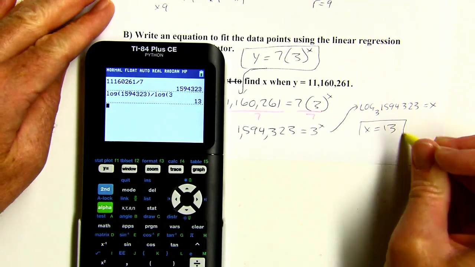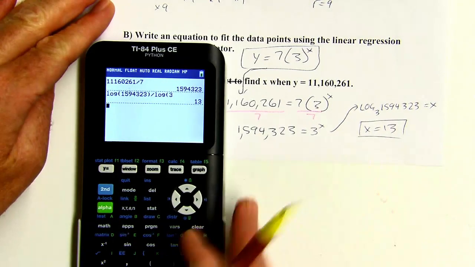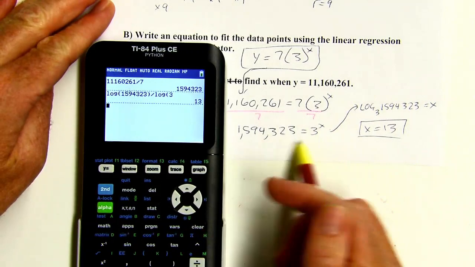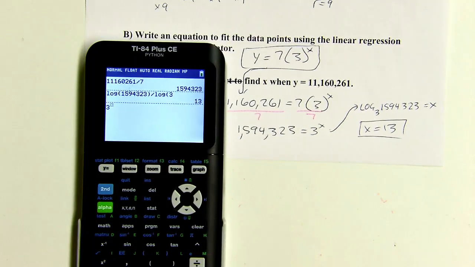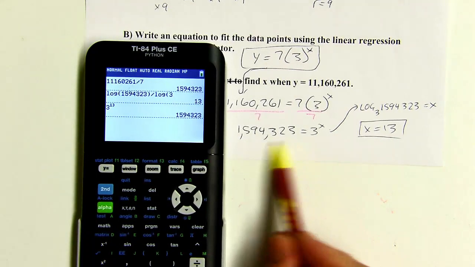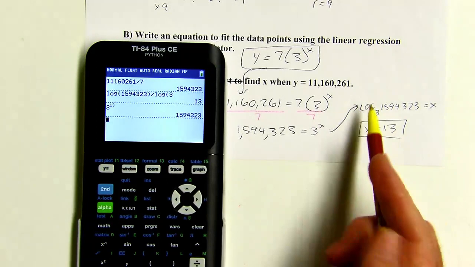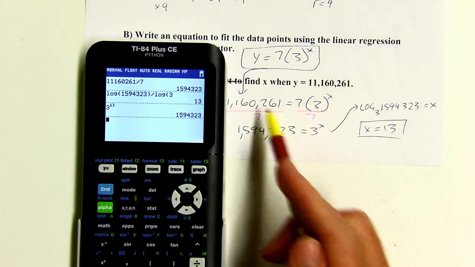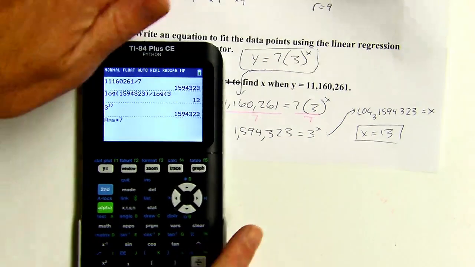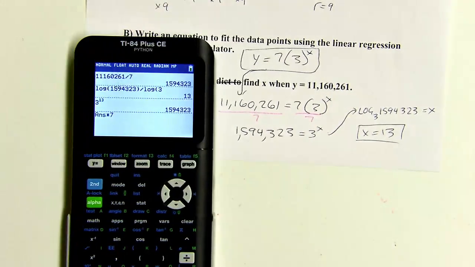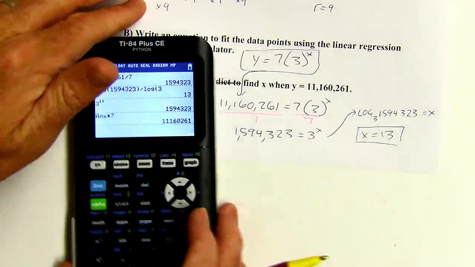Okay, and you could test it out. 3 raised to the 13th should equal this number, right? Let's just do a quick test. Yeah, I can see that works there, right? That x value works. And it would work in the original one if I multiply that by 7. That'll give me that 11 million number. Okay.